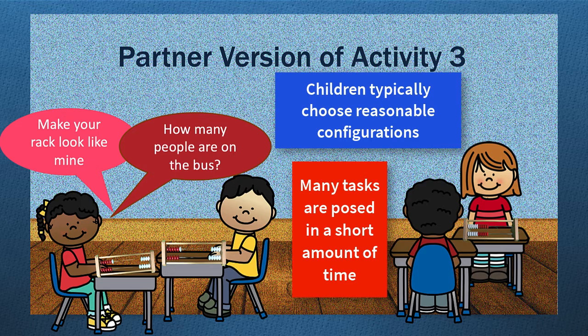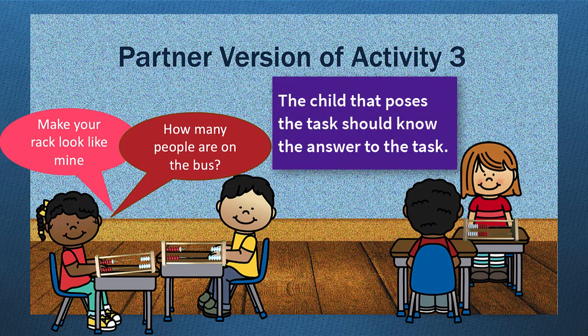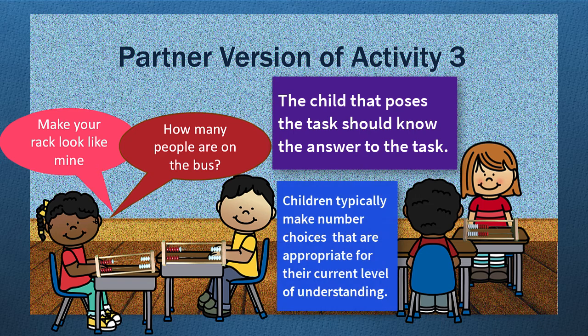As a point of clarification, when we explain the partner work, we tell students that the child that poses the task should know the answer to the task he poses. He should know how many people are on the bus. As a result, children typically choose configurations and make number choices that are appropriate for their current level of understanding.